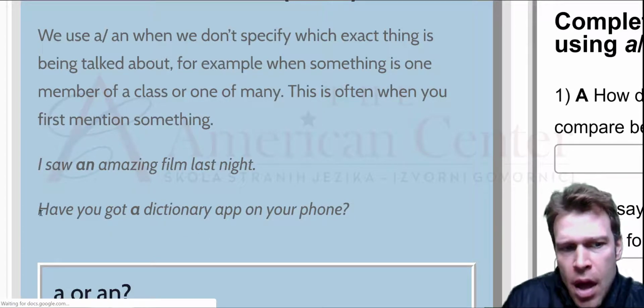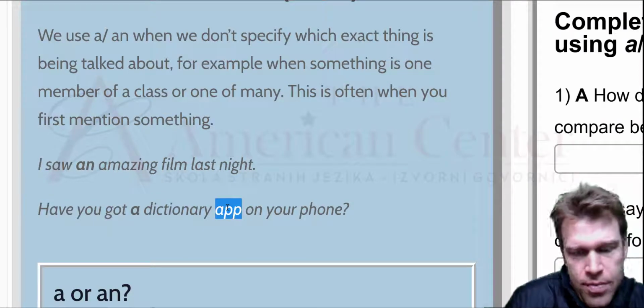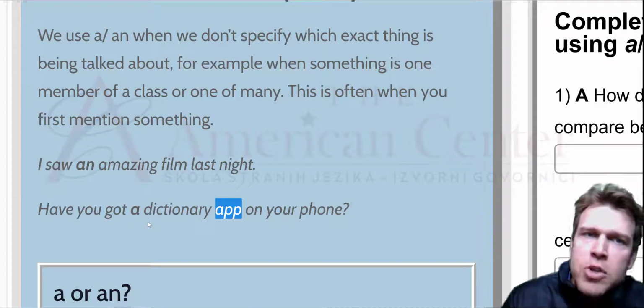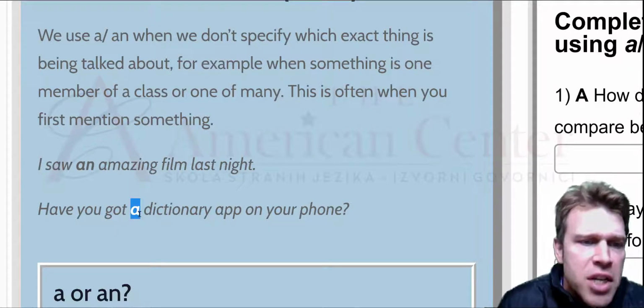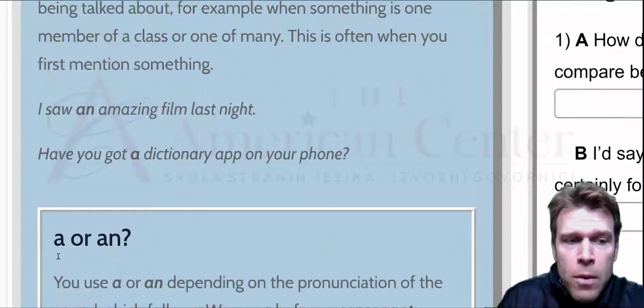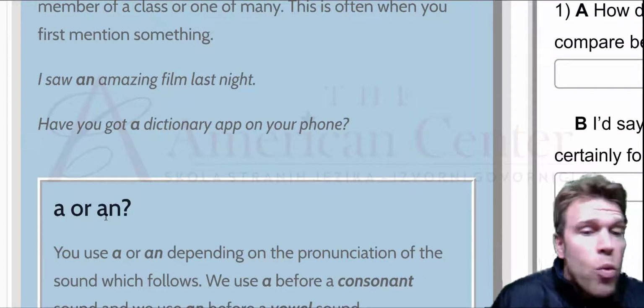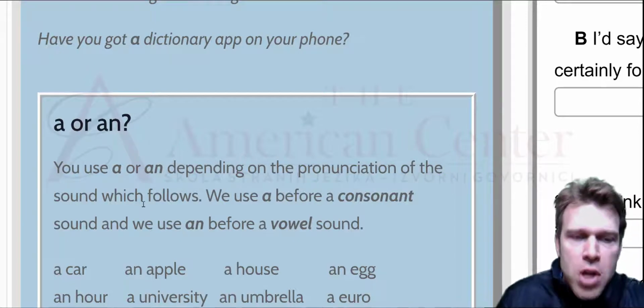So, have you got a dictionary app? Okay, now the actual noun is app, application. So have you got a dictionary app? Okay, now here's a quick rule with a and an. When do we use a? When do we use an? By this level, B2, we should know this.